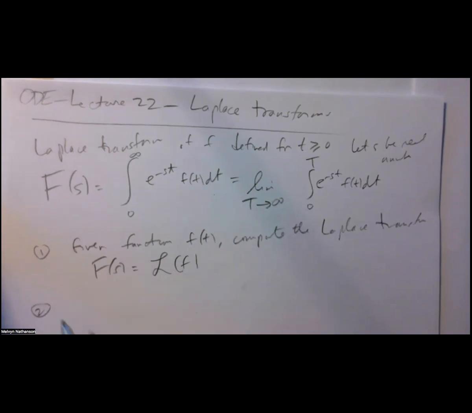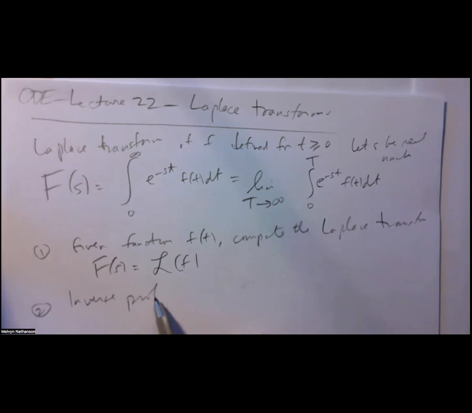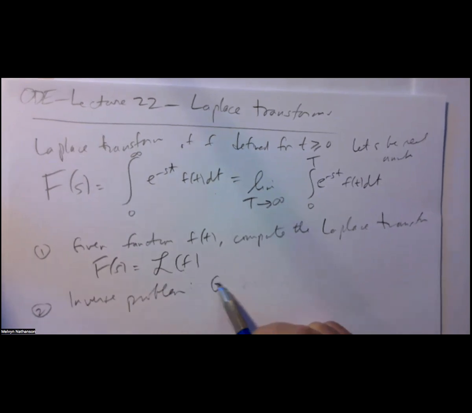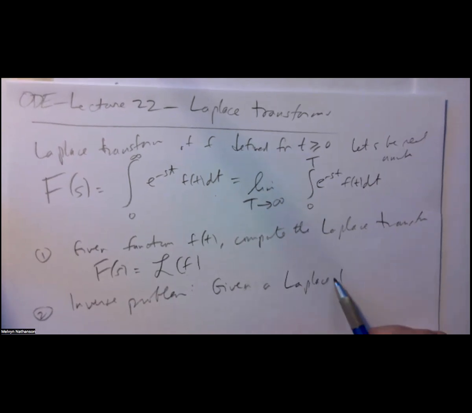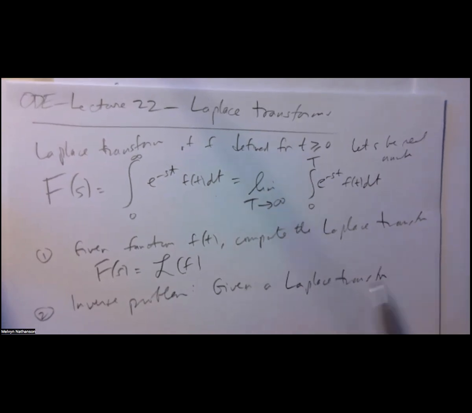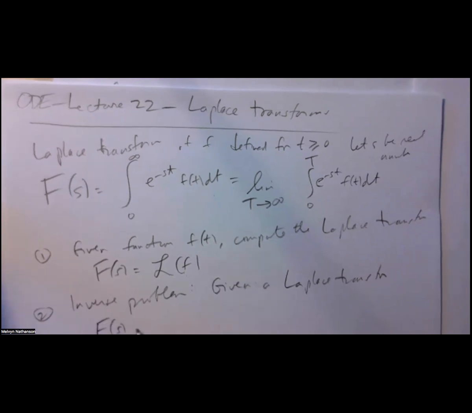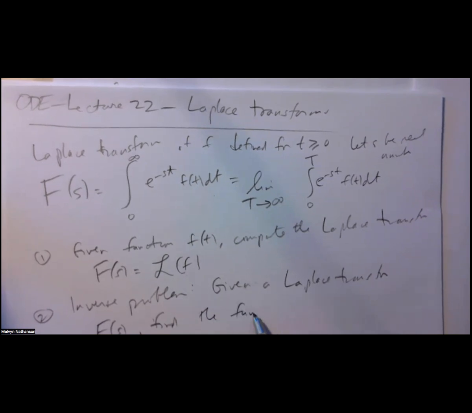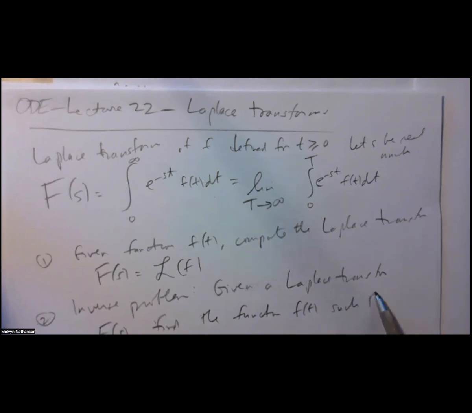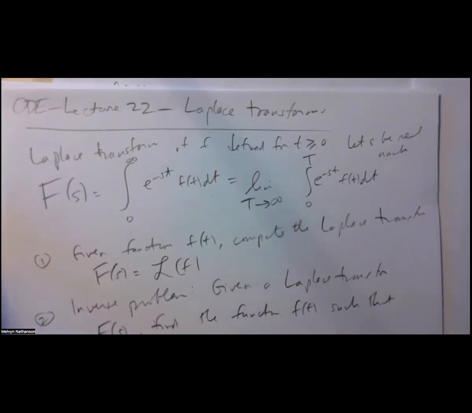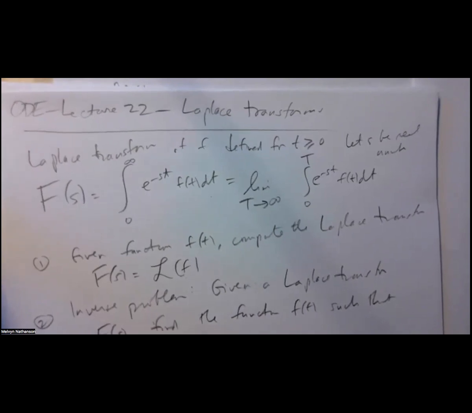That means capital F is the Laplace transform of the function little f. And the second problem, you might call this the inverse problem. Given a Laplace transform capital F of s, find the function little f of t such that capital F of s is the Laplace transform of little f.